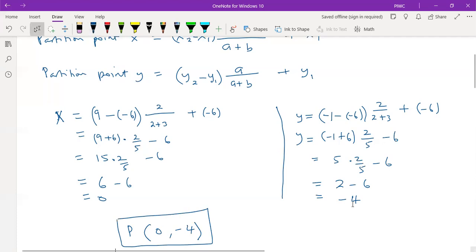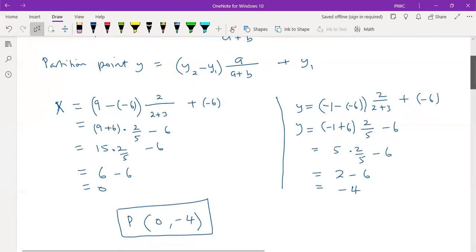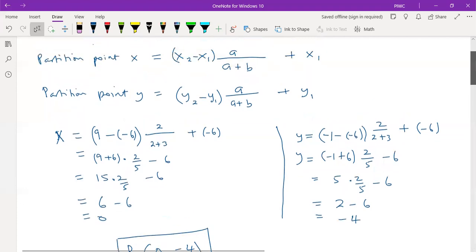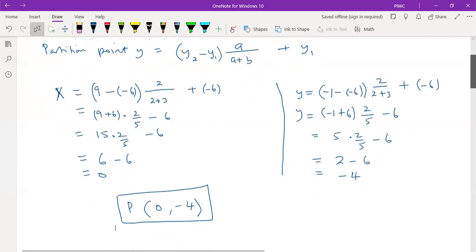All right, so with the formula, you just have to label the points x1, y1, and x2, y2, and then take the given ratio as A and B. Yeah, I hope you find this quite easy to use.